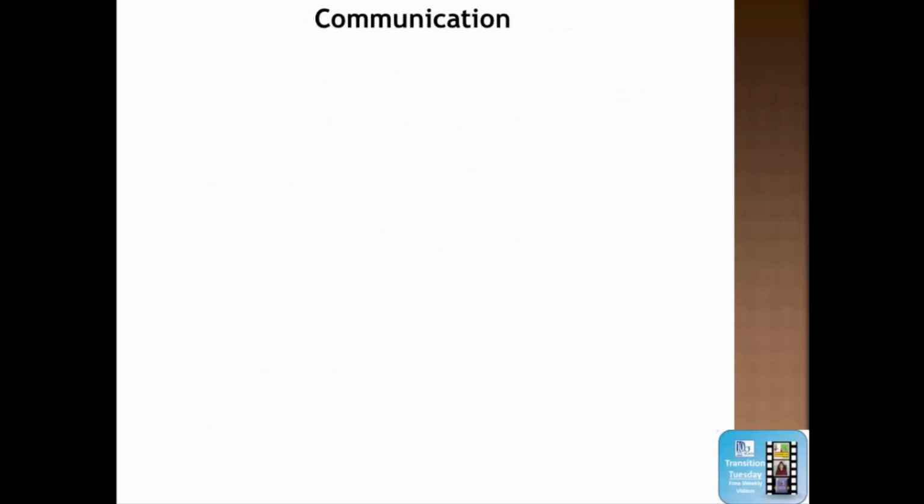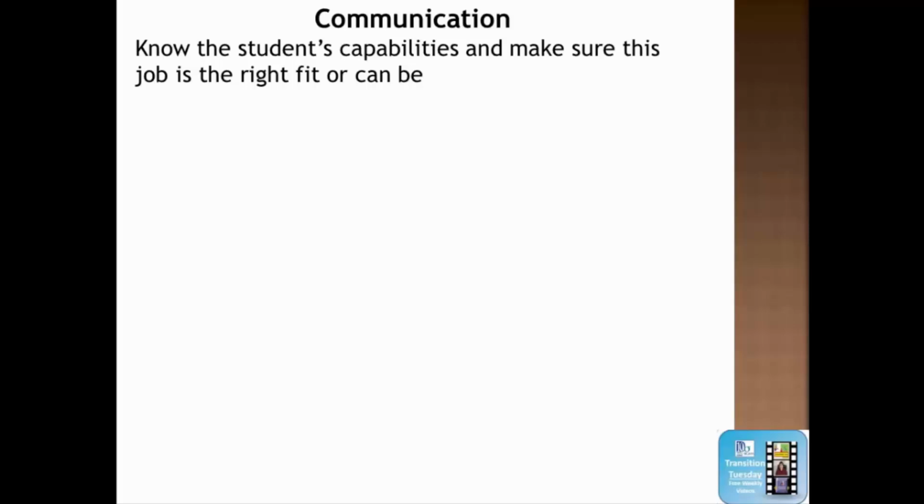The second area to focus on when increasing students' independence in the workplace is communication. You want to make sure that everyone who will be working with the student knows the student's capabilities and make sure this job is the right fit or can be. Talk to the employer about what they expect and explain that the student will be learning as they work and may make some mistakes from time to time.